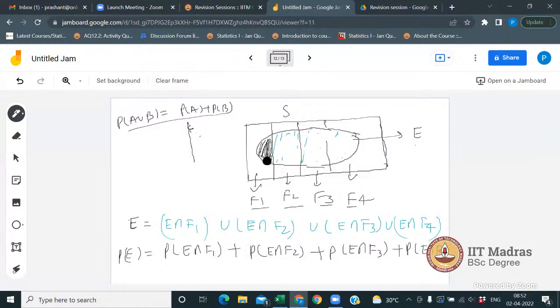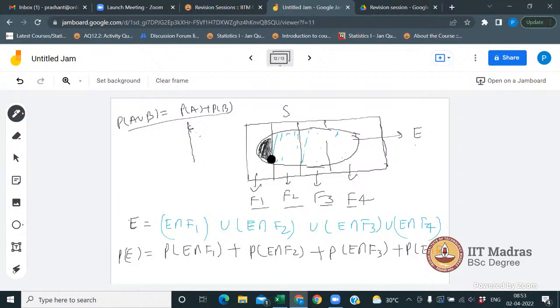What is this area? Sir, we can add all this and minus with E. We can add E intersection F1 plus E intersection F3, E intersection F4, minus with E. No, this is not right. Listen to me. What is E and F1? This area, this region. Right? So what is this?